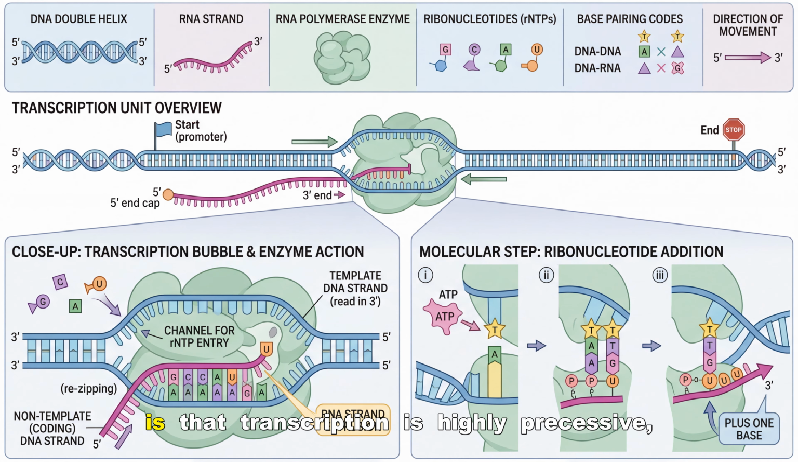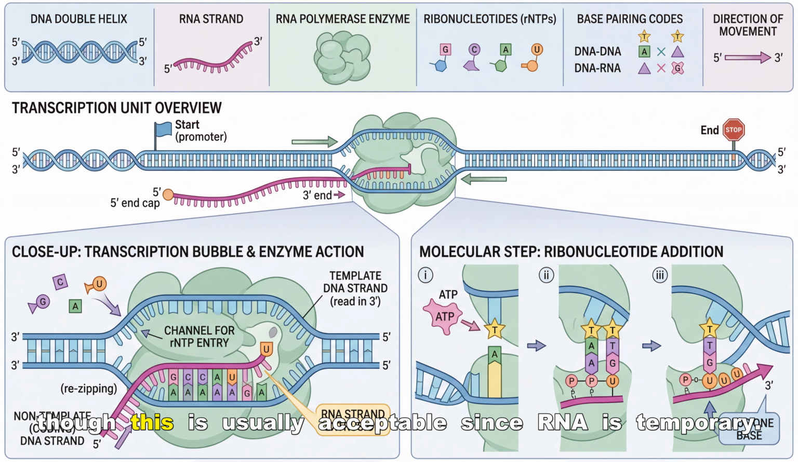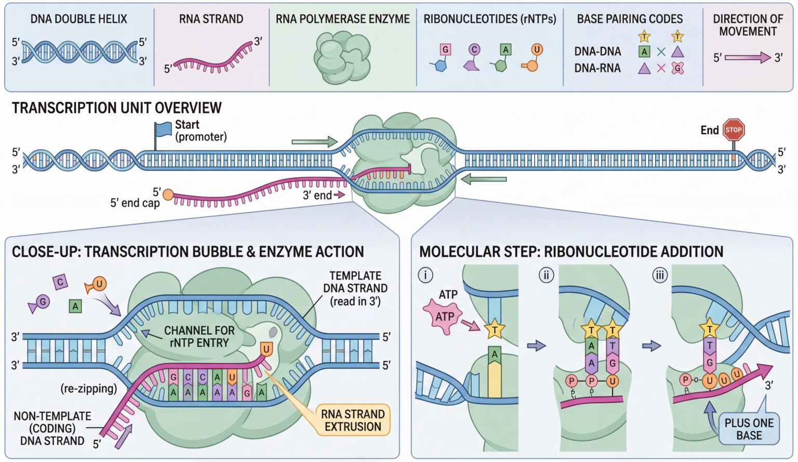An important feature is that transcription is highly processive, meaning RNA polymerase can synthesize long stretches of RNA without dissociating. However, it is also less accurate than DNA replication because RNA polymerase lacks extensive proofreading ability, though this is usually acceptable since RNA is temporary. On the MCAT, you may encounter questions about the speed and fidelity of transcription compared to replication, or about how mutations during transcription differ in impact.